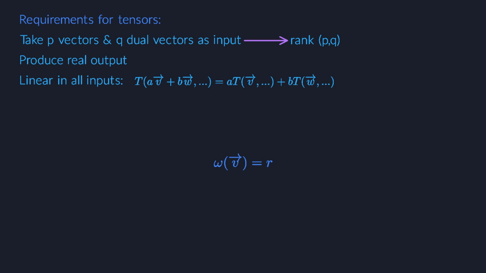A one-form is a linear function that takes a single input vector. So, according to our naming convention, it's a tensor of rank 1, 0. It produces a real number, so it meets all the requirements. We already saw that, just like any kind of functions, one-forms can be scaled and added, so you can treat them as vectors. We call them dual vectors or covectors, to distinguish them from traditional vectors.